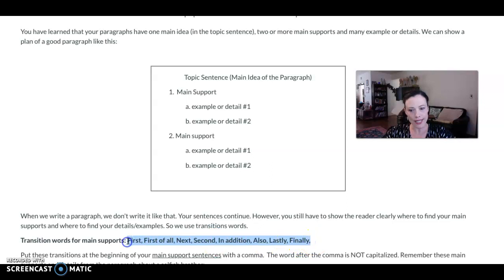Now these are transitions for your main supports. These are not transitions for your details when you're writing, okay? So you need to feel very clear what are your main supports before you put the transition. So I could put first or first of all right here for my first main support. I could put next, second, or in addition here. And if I had a third one, maybe I would use lastly or finally for my third main support.